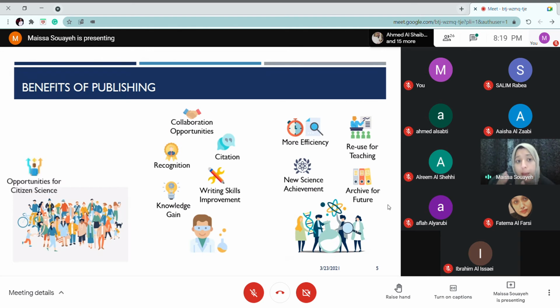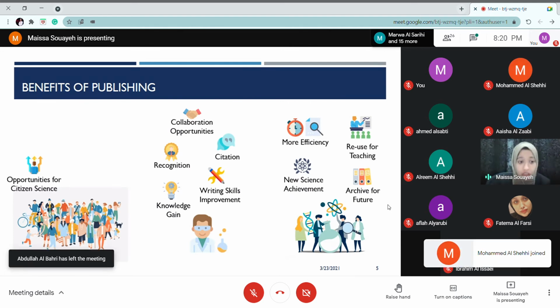Now, moving on to the impact of publishing on the community. The most important thing is that by publishing and increasing the number of publications, you are providing opportunities for society to be leading in a citizen science. It means that if more people are publishing, society now has a great opportunity to be leading in a certain science, in chemistry, in medicine, in engineering.